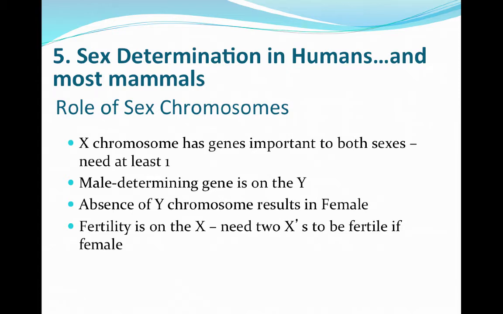And keep in mind that the fertility associated with humans is actually on the X chromosome. So fertility in females is only going to exist if two X chromosomes are present.